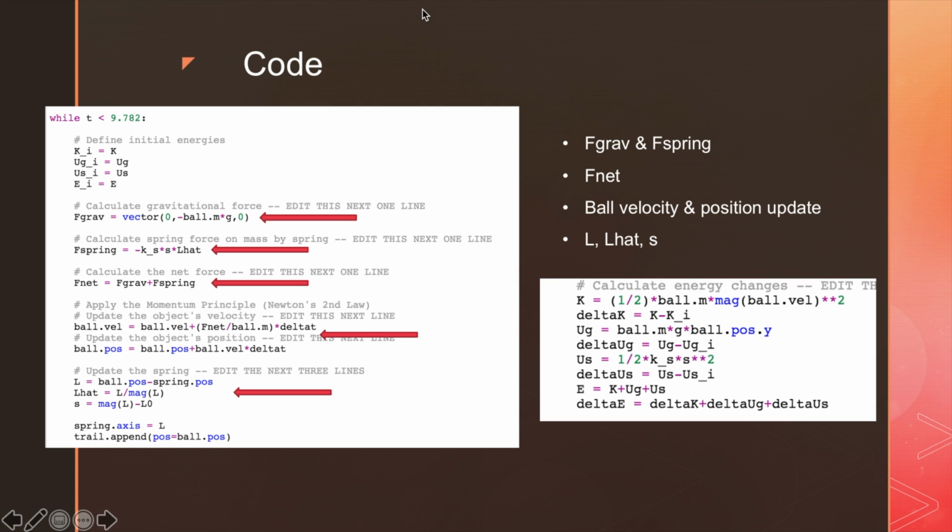Finally, I coded the change in each respective energy by subtracting each energy equation by its initial value to get delta K, delta UG, and delta US. I then added up all of those changes in energy to get the total change in energy, or delta E.